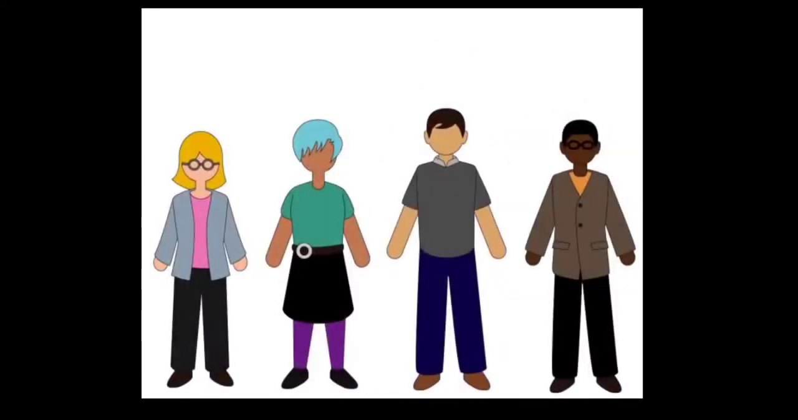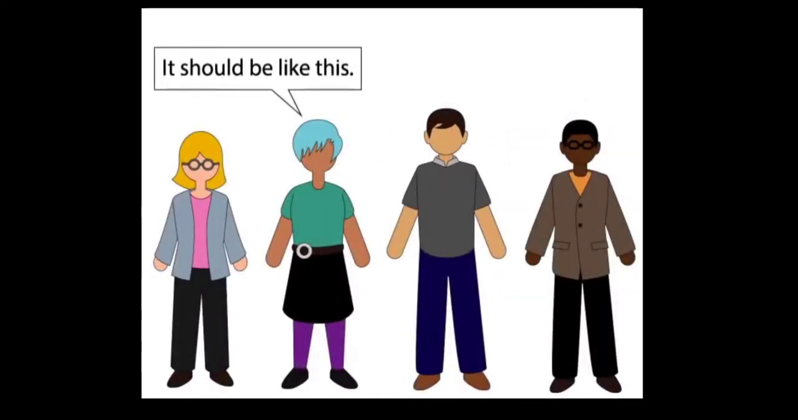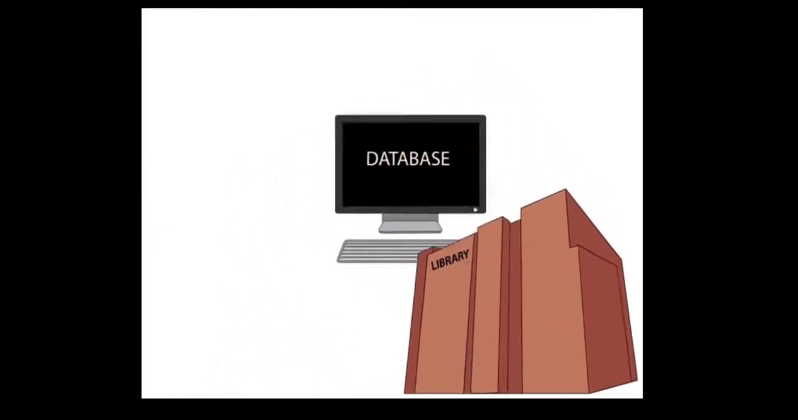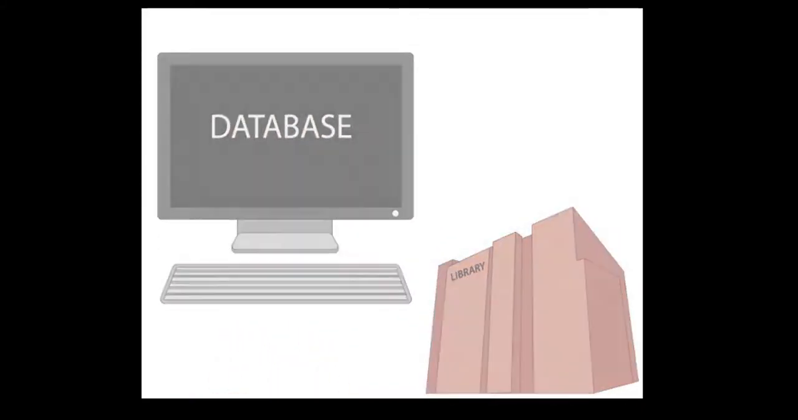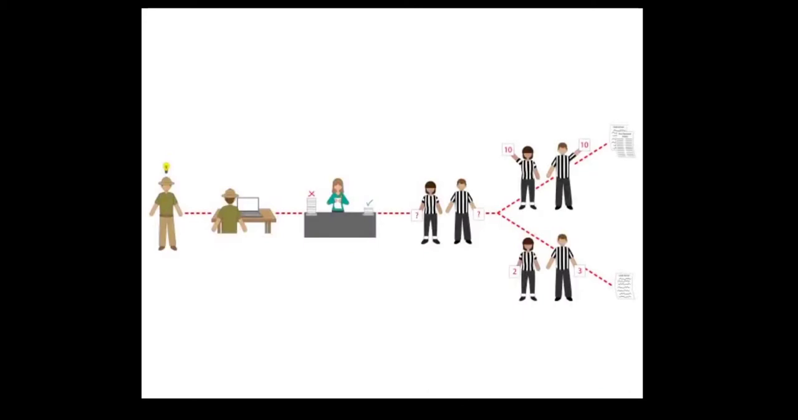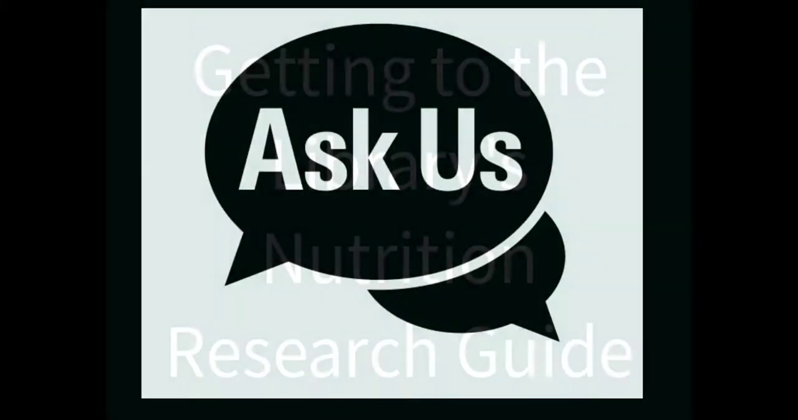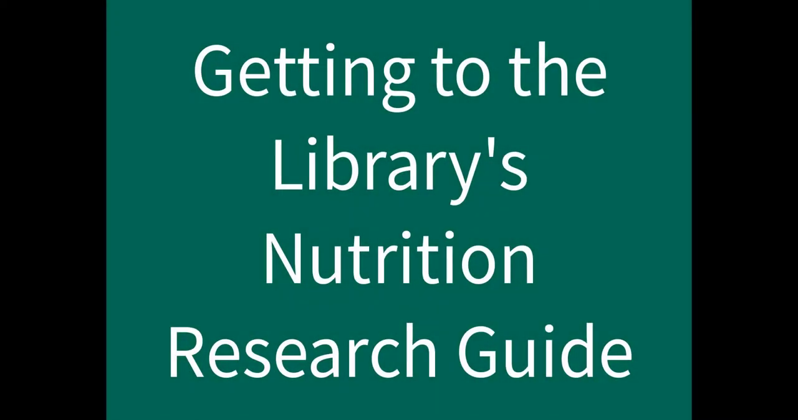By the way, like all established systems, the peer review system has its critics, and scholars continue to think about how the peer review process might be improved. The library has tools to help you find peer-reviewed research. If you want to know more about the peer review process or need help finding peer-reviewed articles, ask a librarian for help.